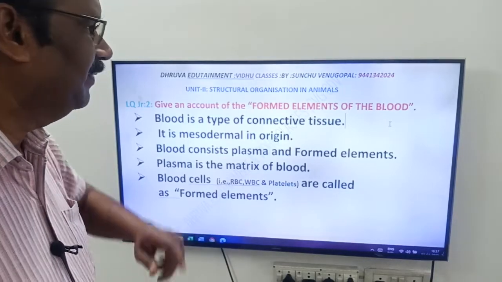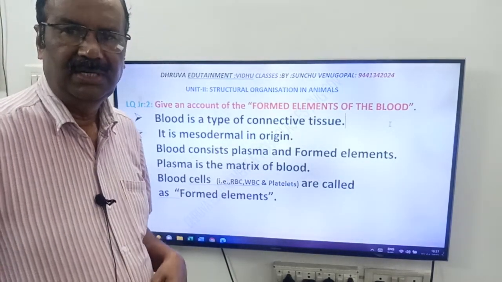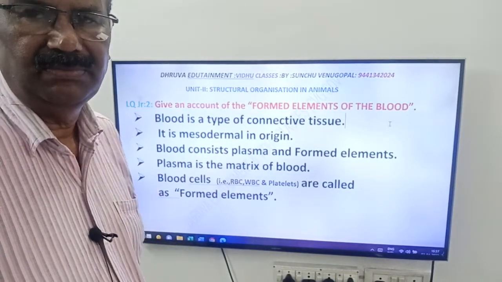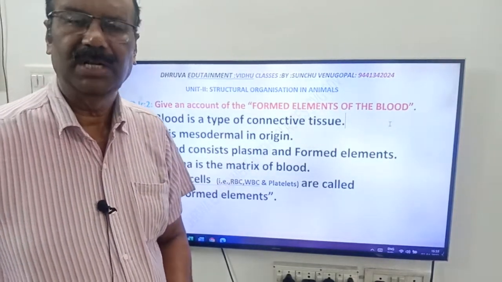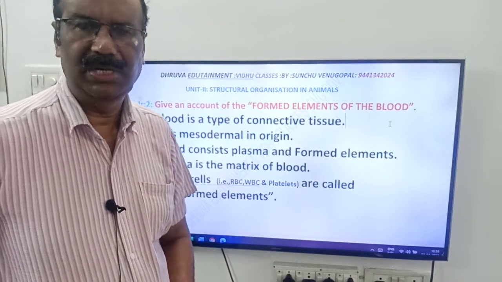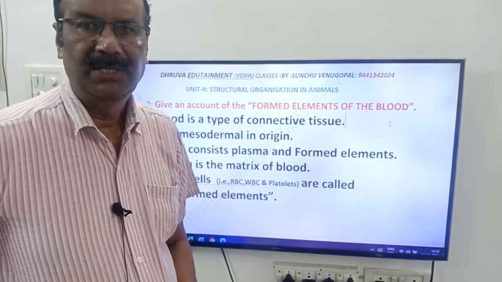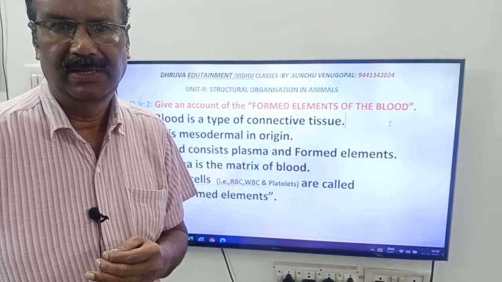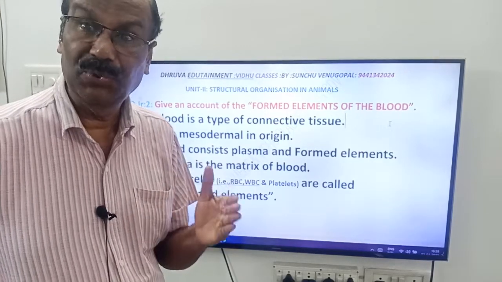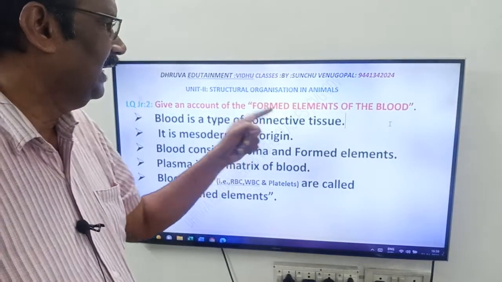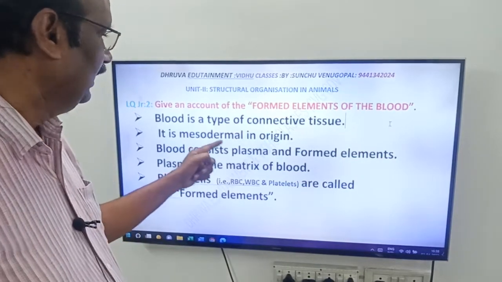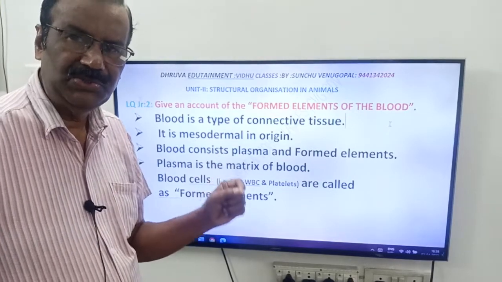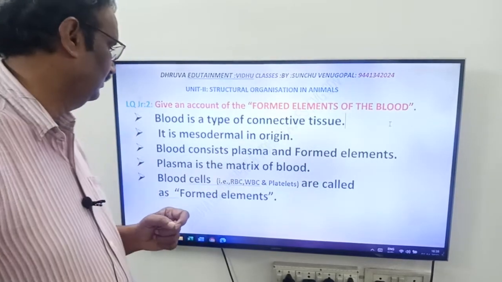Blood is a type of connective tissue. You know, friends, we have four types of tissues. Animal tissues are four types: epithelial tissue, connective tissue, muscular tissue and nervous tissue. So blood is a type of connective tissue, that is fluid connective tissue. It is mesodermal in origin. Connective tissue is mesodermal in origin.